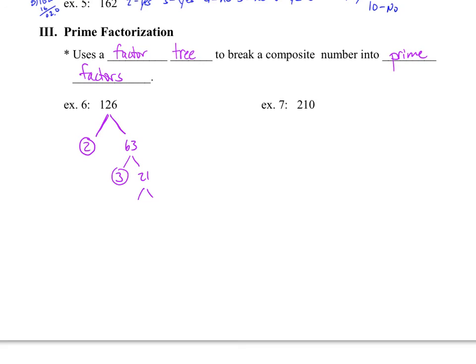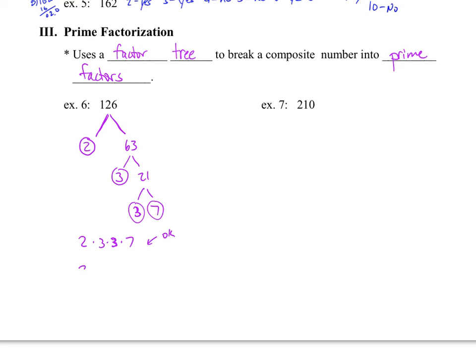21. What is that? That's still not prime. So 3 and 7. Both of those are prime. So we're not quite done yet. We should always write it as a multiplication problem at the end, because if you took 2 times 3 times 3 times 7, you would get 126. That's what this is telling us. So we would write this as 2 times 3 times 3 times 7. This is the okay way to write things.